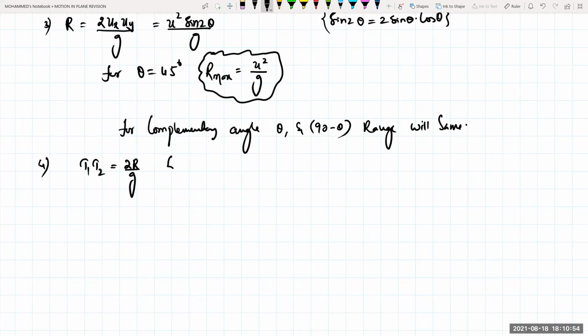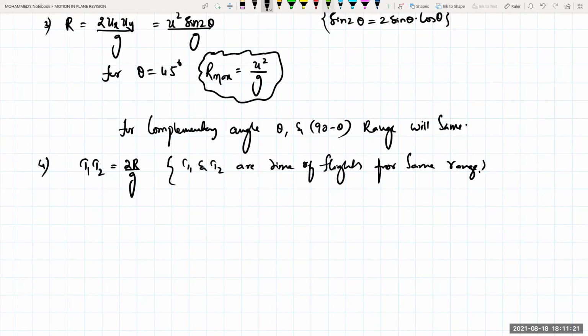So right now, T1 and T2 are time of flights for the same range. Yes, for the same range. Very important relation. Is that clear? Okay, so these are basic formulas which you should always carry in your mind while doing problems related to this. Clear? Yes, sir.